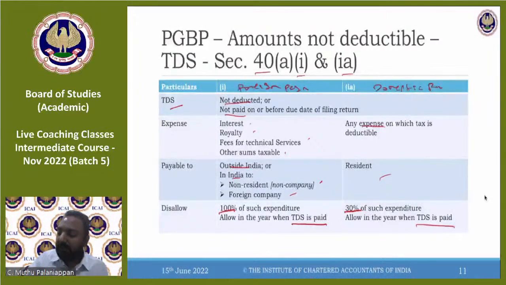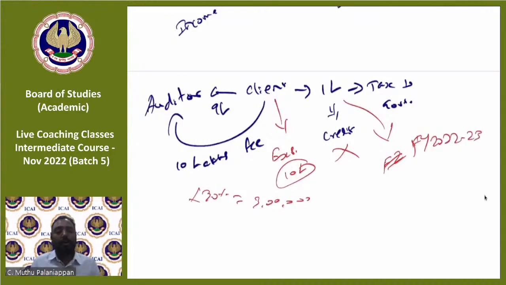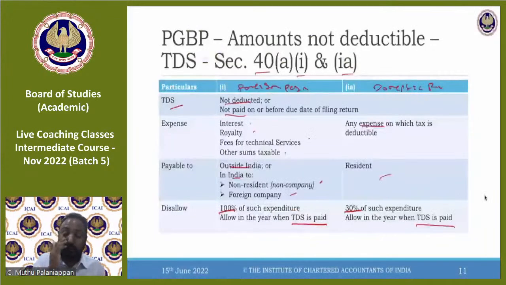So subsequently, let's say this 1 lakh was actually deposited to the government in financial year 2022-23. In that year, this 3 lakhs can be claimed as an expenditure. So whatever is disallowed in this year, subsequently when the tax as TDS is paid, it can be allowed as an expenditure. If this TDS concept is so confusing, we'll have to hold on till we study the chapter of advance tax and TDS.